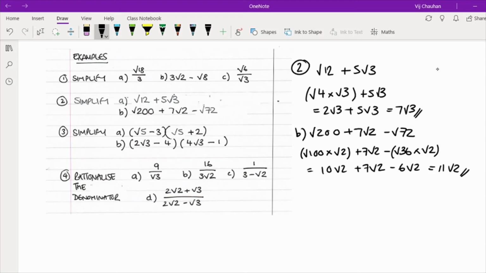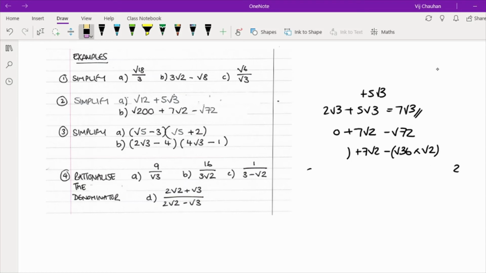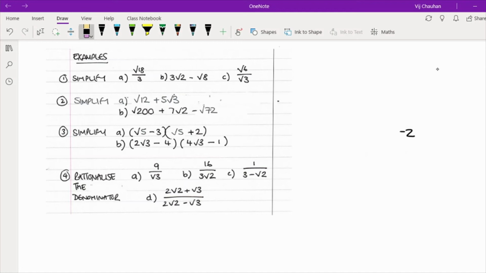Moving on to the double brackets questions. Let's create a bit of space. Looking at question 3, we are going to be expanding our double brackets. So we've got root 5. I don't know why I wrote root 3 there.